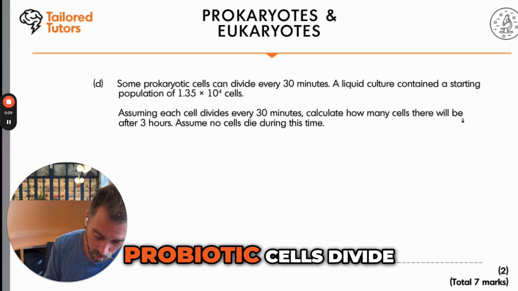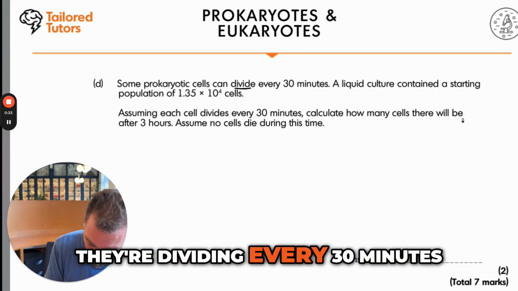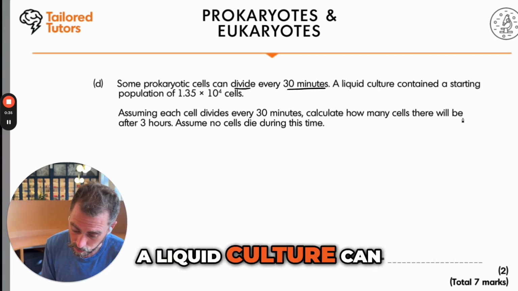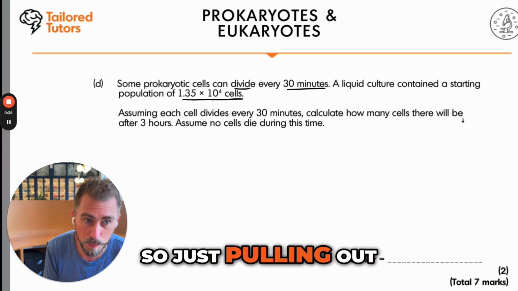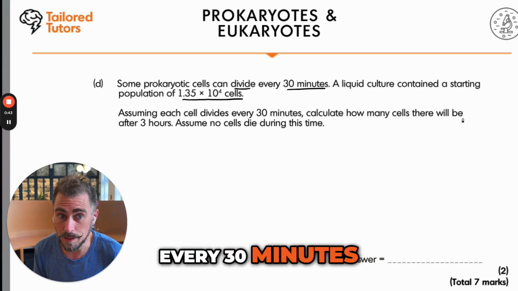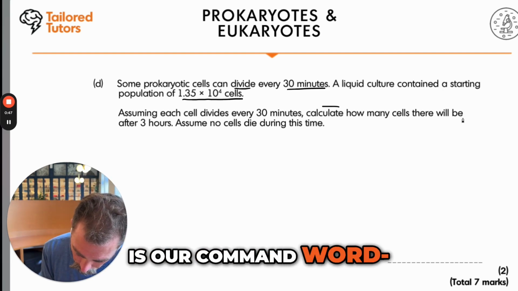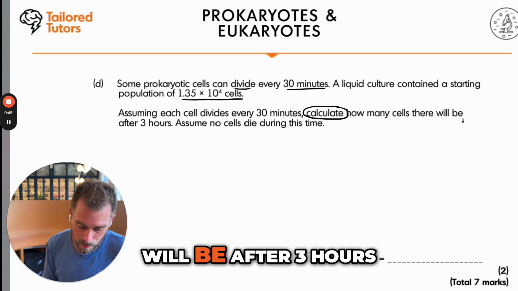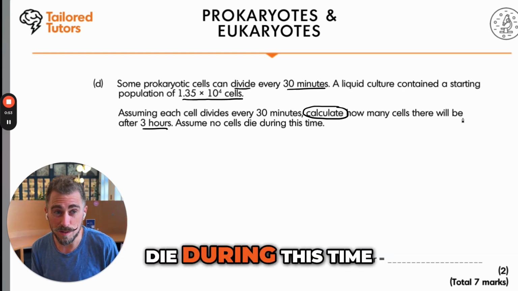So we've got some prokaryotic cells dividing every 30 minutes. A liquid culture contained a starting population of 1.35 times 10 to the 4, so just pulling out all the information. Assuming each cell divides every 30 minutes. Calculate is our command word: how many cells there will be after 3 hours. Assume that no cells die during this time.